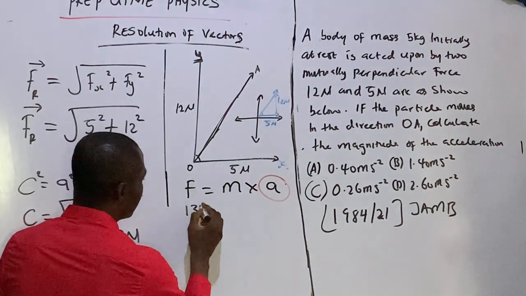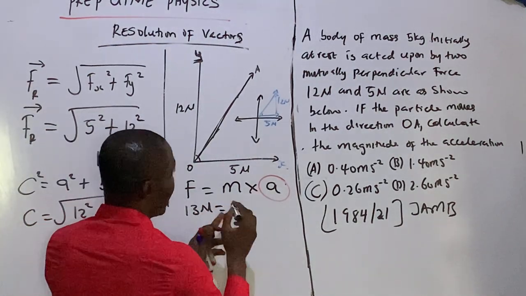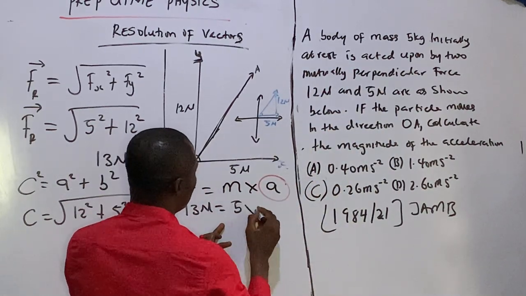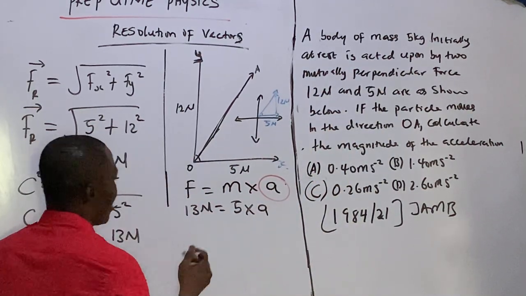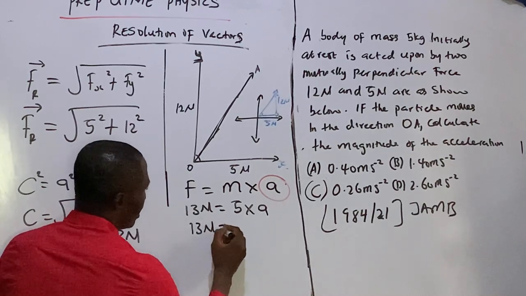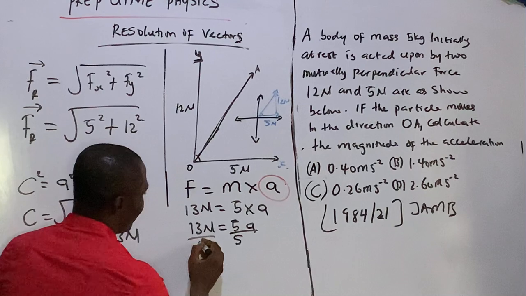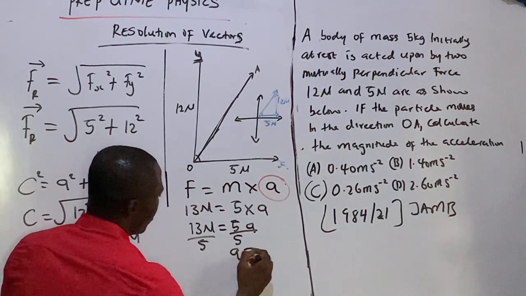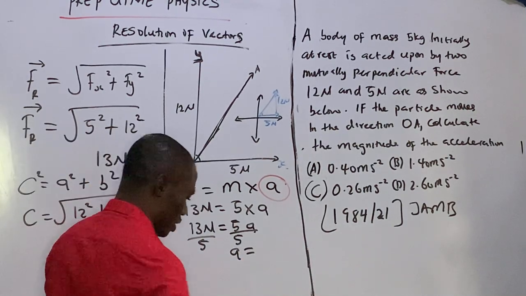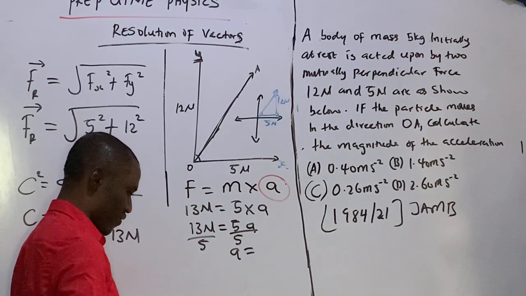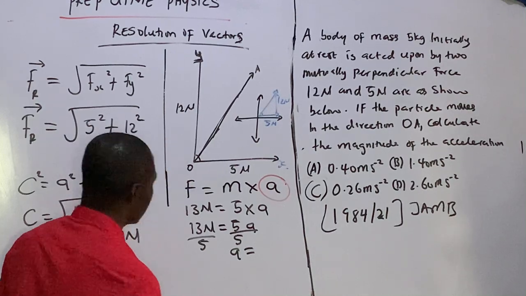So we have 13 Newton, this is equal to the mass, the mass is 5 kg times A. Now what I'm going to have is 13 Newton is equal to 5A. So I'm dividing by 5, I'm dividing by 5, and my A will certainly come out, which is the acceleration. So let's divide by 5. 13 divided by 5, that gives me 2.6.